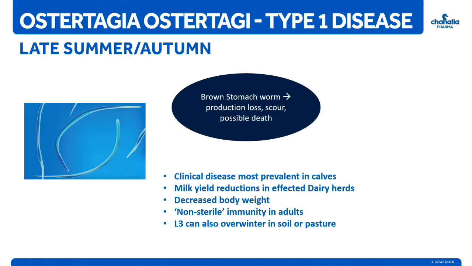The type 2 version of Ostertagia tends to be seen in February to May when the worms emerge from their hibernation and cause similar disease problems. The L3 stage of the nematode can also overwinter in soil or pasture and provide infection pressures in the following year if cattle are grazed on the same pasture. Bulk milk tank ELISA tests are useful for identifying the problem in dairy herds.